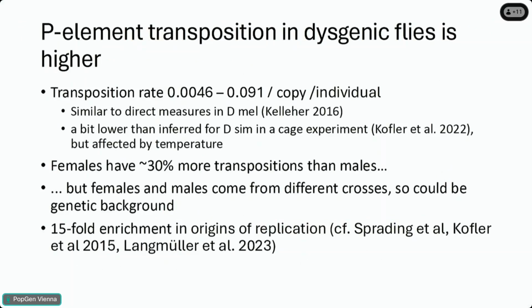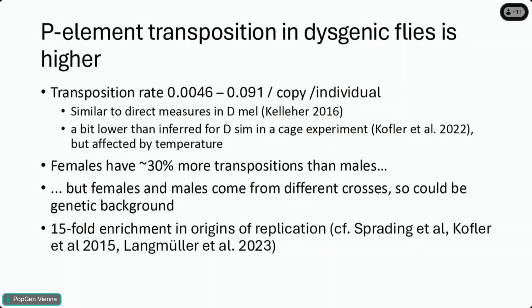So we compared males and females. As I explained already, we had to use this funny attached-X strain to get genetically identical males. We had to do a different cross to get genetically identical females. So our males and females are not quite comparable really, because they're on different genetic backgrounds. We did see 30% more transpositions in females than males, but we don't know why. We don't know if that's sex or if that's genetic background.